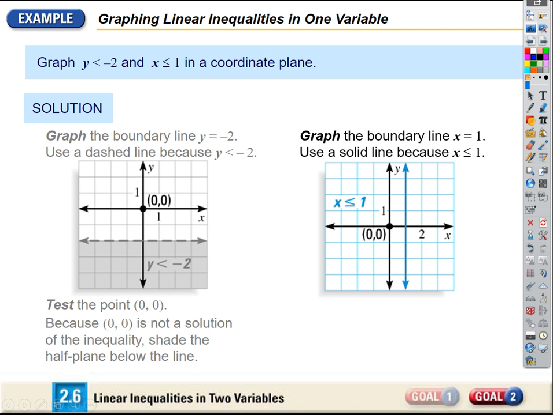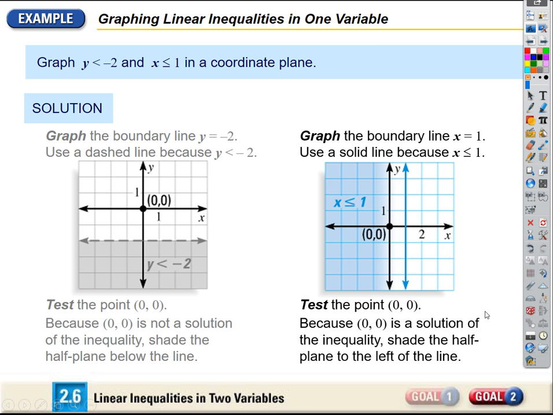Left, yeah, right. On the x-axis, less than means to the left, doesn't it? Right? So we don't even have to test a point. You can, but it's overkill. You don't really need to. You just know you're shading that side, okay?